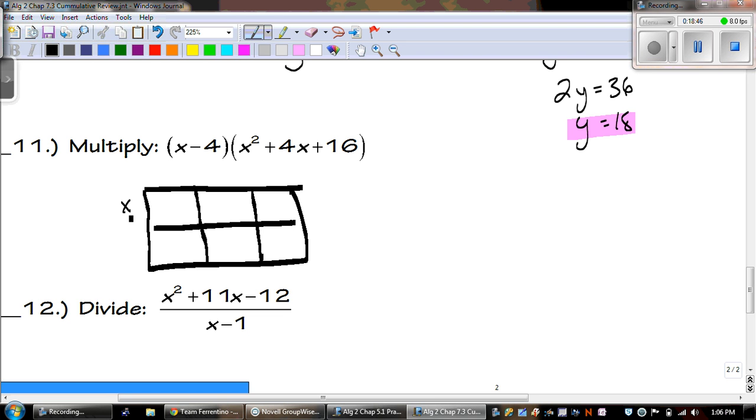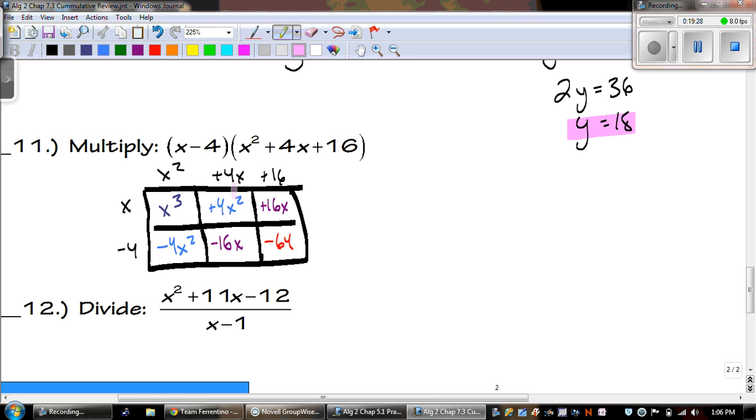All right, so we have x minus 4, and then x squared plus 4x plus 16. Okay, so x times x squared gives us x cubed. x times 4x gives us a positive 4x squared. And then x times 16 gives us positive 16x. Negative 4 times x squared gives us negative 4x squared. Negative 4 times 4x is negative 16x. And then negative 4 times 16 is a negative 64.